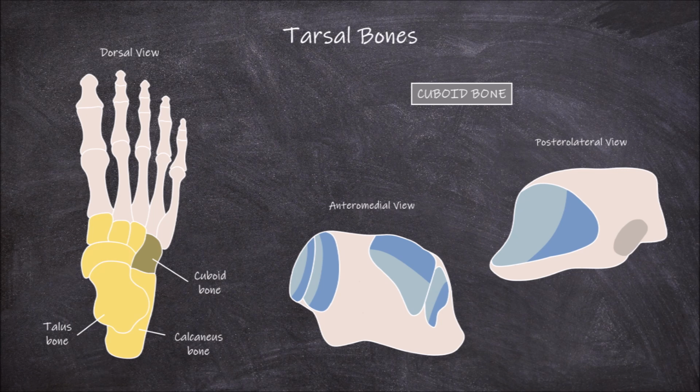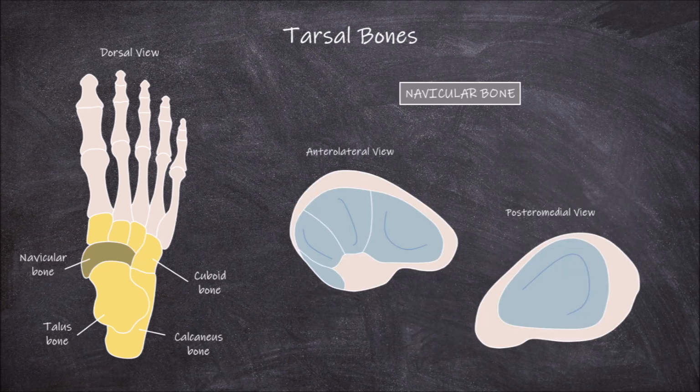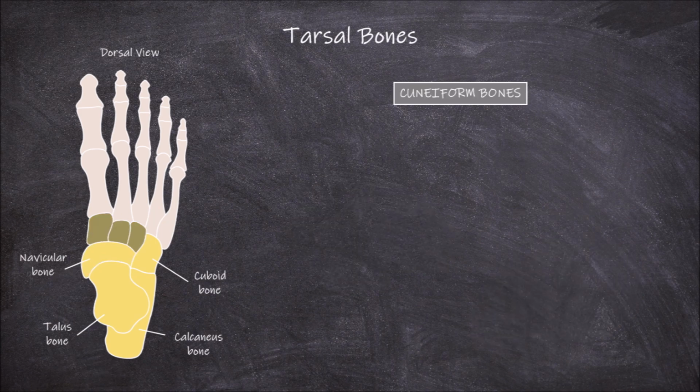Distal to the talus bone is the navicular bone. The navicular bone is wedge-like in shape and found in the midfoot region of the foot. Distal to the navicular bone and medial to the cuboid bone are the 3 cuneiform bones. The cuneiform bones are 3 wedge-shaped bones found on the medial side of the midfoot region of the foot.